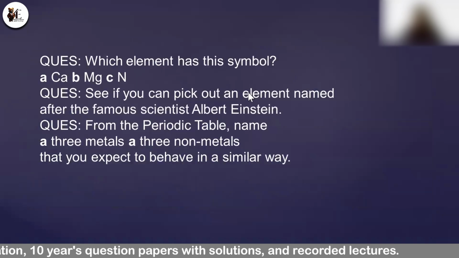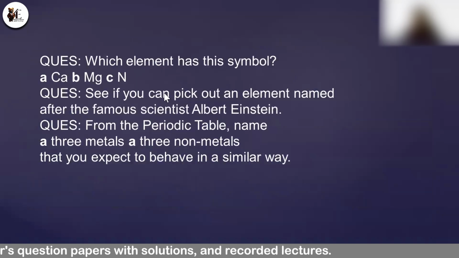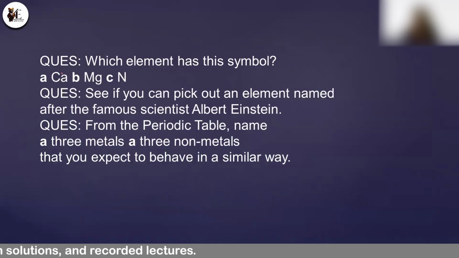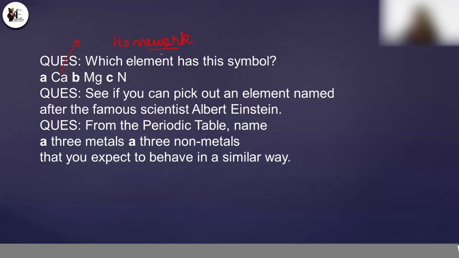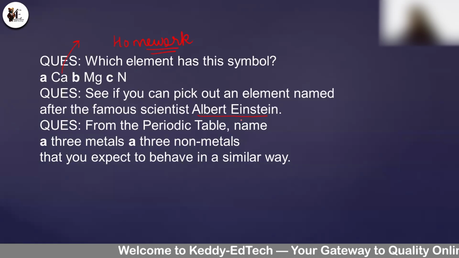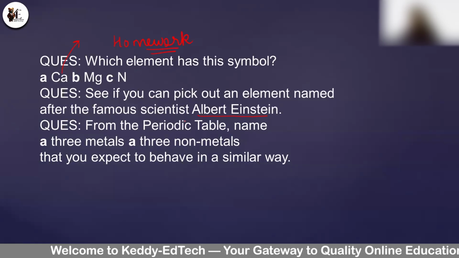So this is the question which you have to solve: which element has the symbol Ca? This is your homework question. You have to solve it at home. Three questions are there. Question number 1, which element has this symbol? Question number 2, see if you can pick out an element named after the famous scientist Albert Einstein. There is an element named after Albert Einstein, which you have to find from your periodic table.